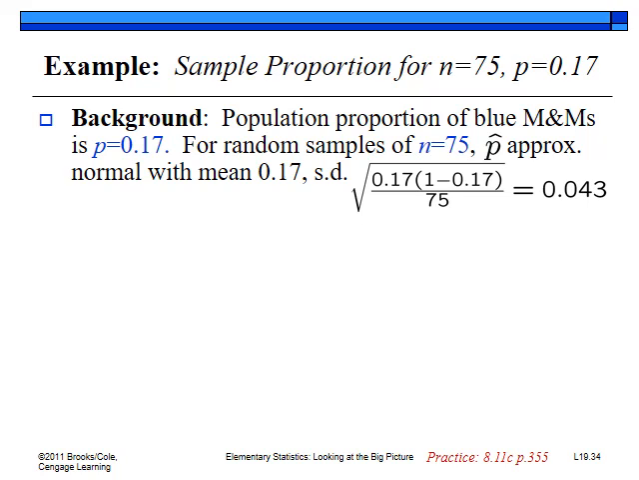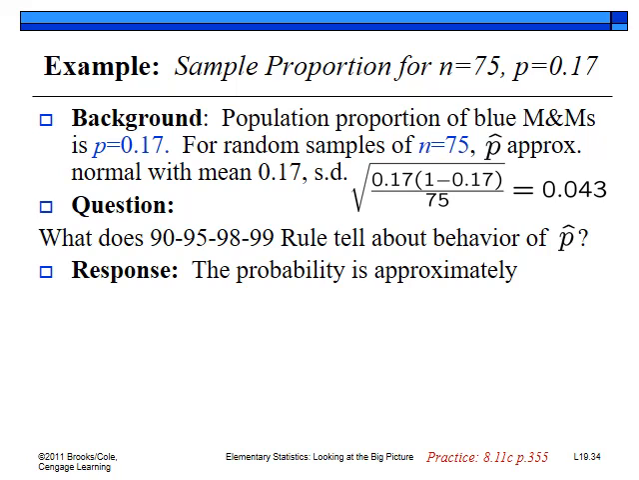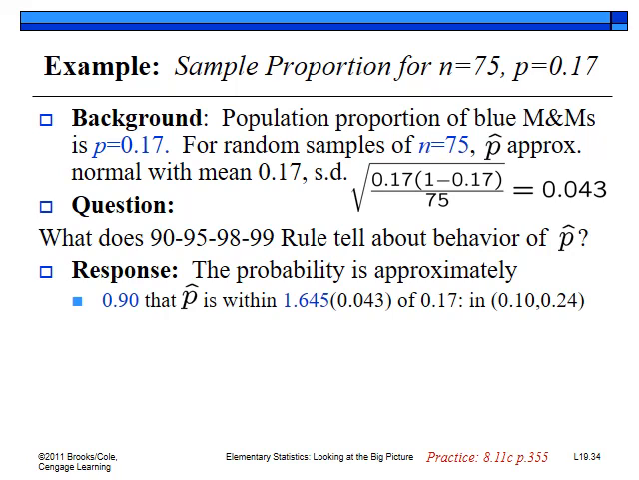So here again, we're looking at our blue M&Ms, where the proportion in the population is 1/6, or 0.17. For a sample size 75, we know that p hat should have mean 0.17, and the standard deviation should be about 0.043. So what does this rule tell us? Well, 90% of the time, a sample that we choose will have a proportion within 1.645 standard deviations of the mean. That means that the proportion in our sample will be between 10% and 24%.